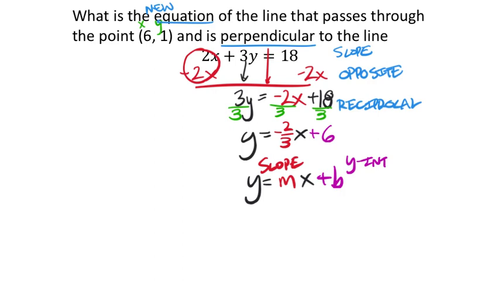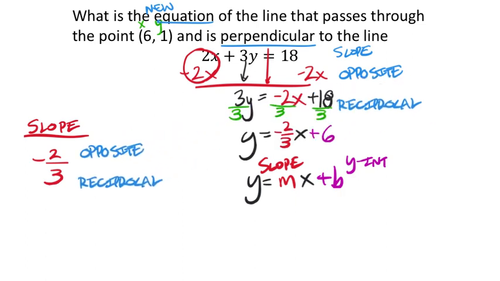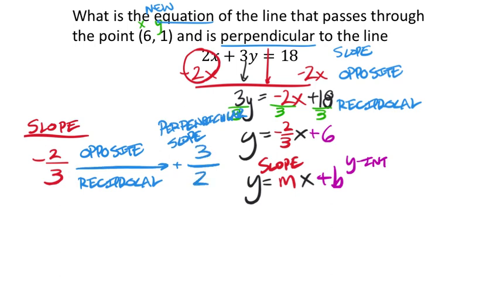What I need then is the opposite reciprocal of that slope. So my current slope right now is negative 2 over 3. What I would like is to take the opposite reciprocal of that, which would then give me the perpendicular slope. Okay, so the opposite, it's negative, so I know my new fraction is going to be positive, and then just find the reciprocal, flip the fraction. It's now 3 over 2.